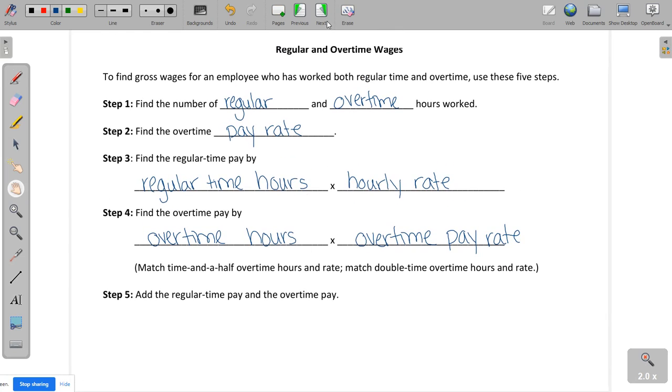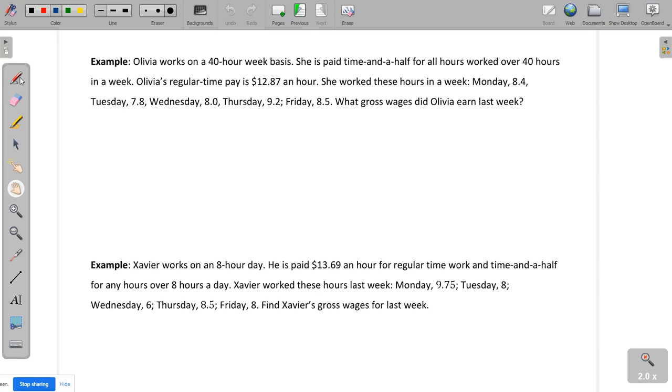make some sense. So the first one, Olivia works on a 40-hour weekly basis. She's paid time and a half for all hours worked over 40. Her regular pay is $12.87 an hour. She works these hours in a week. Monday was 8.4, Tuesday was 7.8, Wednesday was 8, Thursday was 9.2 and Friday was 8.5. What was her gross wages that she earned?